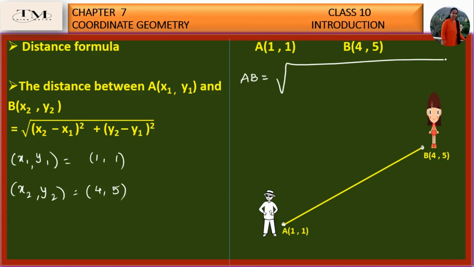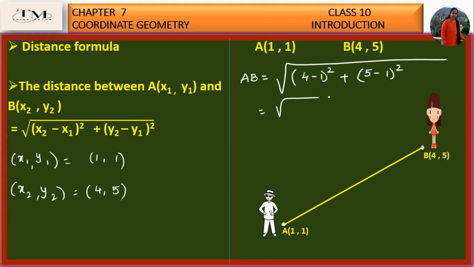So now we have to find the distance between A and B. So it is nothing but square root of x2 minus x1, so 4 minus 1 whole square, plus y2 minus y1, 5 minus 1 the whole square. Okay, so this is x2 and this is x1. So x2 minus x1 means 4 minus 1, and this is y2, this is y1. y2 minus y1 means 5 minus 1 the whole square.